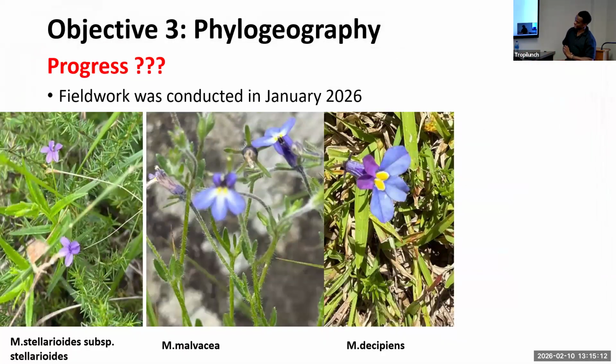And then progress. I went to the field for the first time, and it was tough at first, and then I got used to it. I was able to identify some of the species and collect some of them, like Deciphering, Malvasia, and Stellarity. What is tricky about these plants is that they're small, as you can see. In Africa we've got savanna grasslands, and the grasses grow taller than the plant, so sometimes you have to crawl to look at the plant.